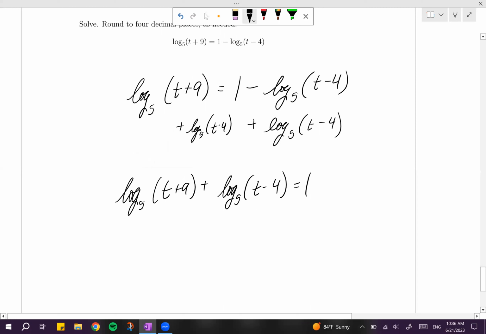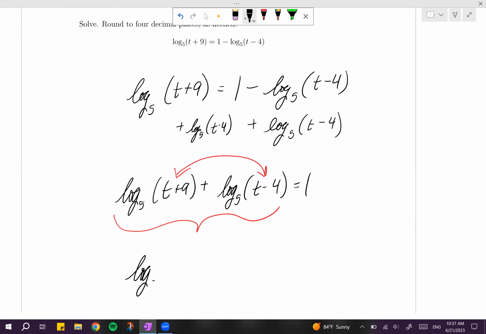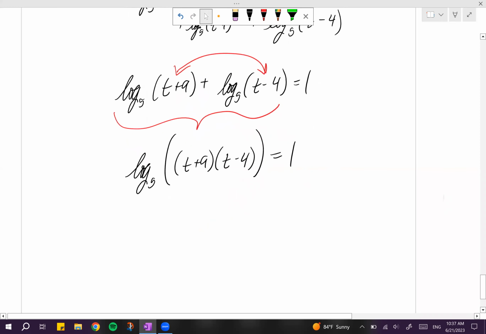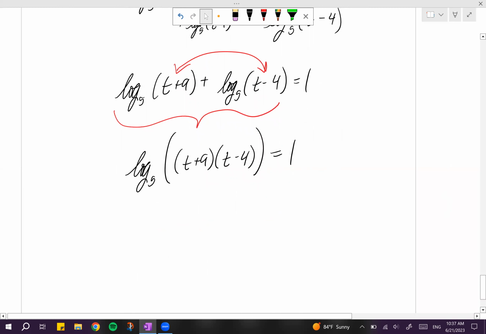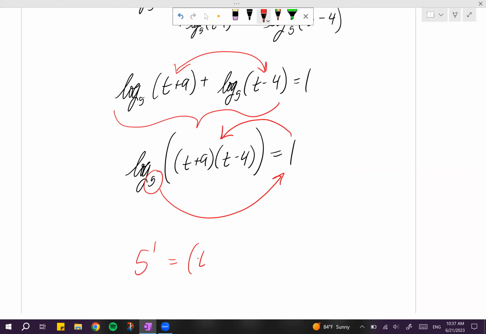All right. It's a property of logarithms that if I'm adding two logarithms, I can multiply their insides together as one logarithm. So this is log base 5 of t plus 9 times t minus 4 equals 1. All right. Now that I have this, I'm going to write this as an exponential expression. And to do that, I take 5 to the 1 power, 5 to the 1 power is equal to my inside stuff, which is t plus 9 times t minus 4.